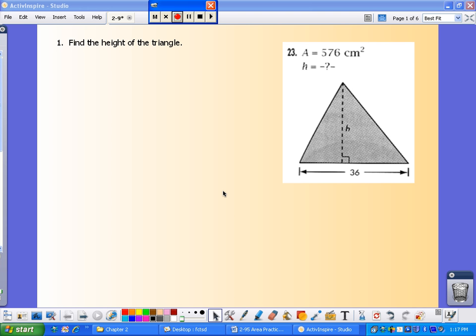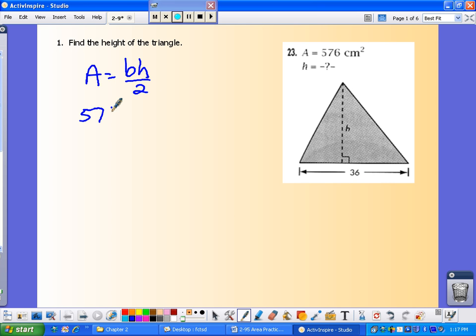So, I'm looking at this triangle. I need to find the height. What I do is I always revert back to the formula of finding the area of a triangle. So, I know the area equals base times height divided by 2. And then I just fill in what I got. So the area is 576. The base I have is right there, 36. 36 times the height divided by 2.